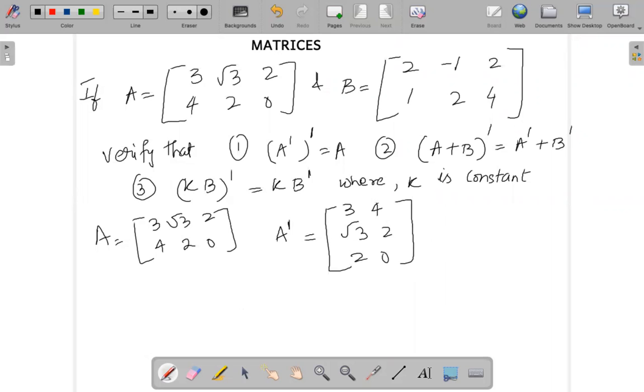Now what we have got is A prime. Now let us find what is A prime to the power of transpose. So that will be back again: 3, root 3, 2, 4, 2, 0, which is nothing but A. Hence we have verified the first one.